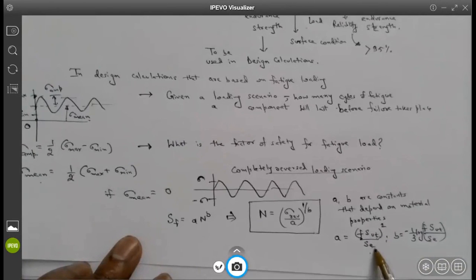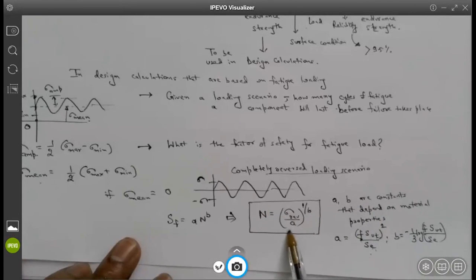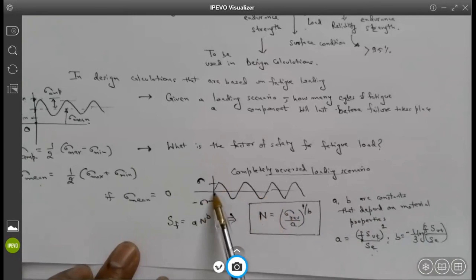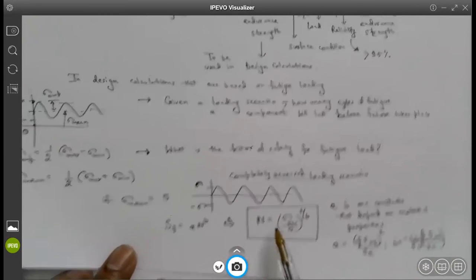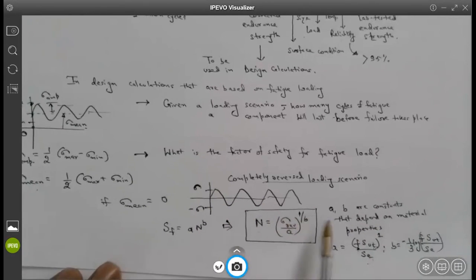What is ultimate tensile strength? What is endurance strength? What is a fatigue strength fraction? Given these properties, you can calculate the constants A and B. Once you calculate A and B, you can plug into this equation and determine how many cycles a given component will last if it is subjected to plus minus sigma loading, a completely reversed loading scenario. For example, if it is 50 megapascals plus minus 50 megapascals, then you have sigma reversible as 50, and A and B are the constants, and that will give you a specific number of cycles to failure for that scenario.